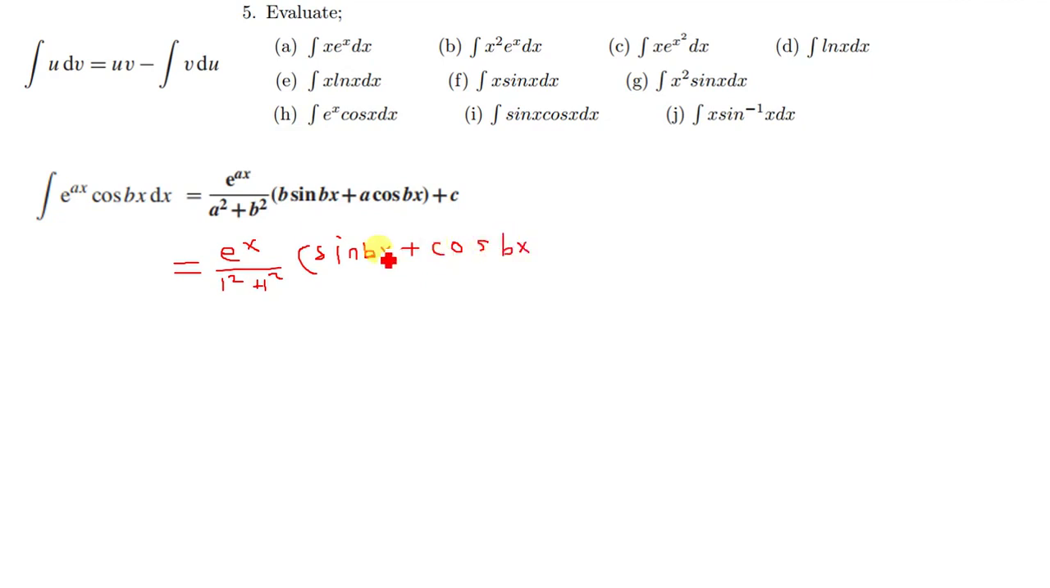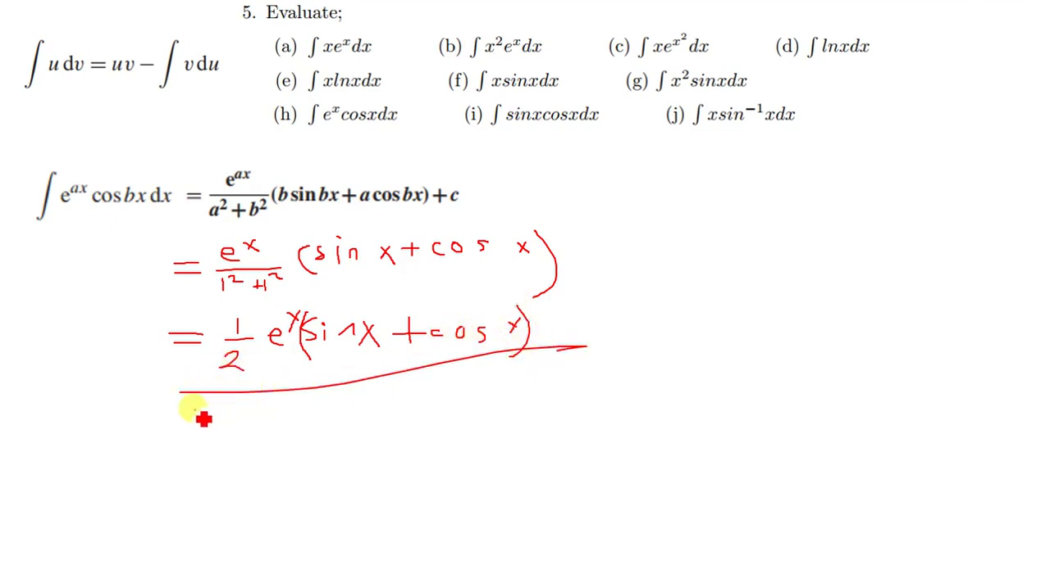Sorry, not bx, my b is also 1, so it's just the same as just putting cos x sine x, and then you close the brackets like that. So you simplify this by writing 1 over 2 e to the power x, and then you write sine x, put them in brackets of course, then plus cos x. So you have integrated the expression.